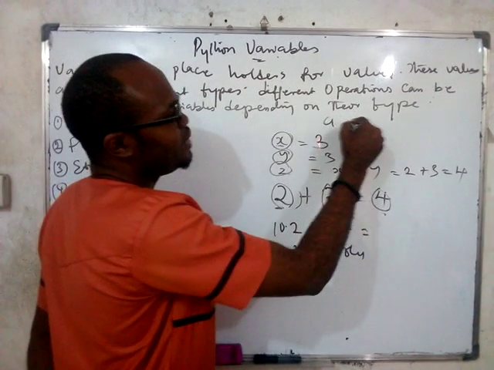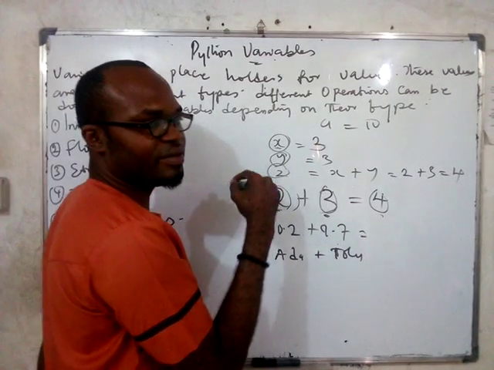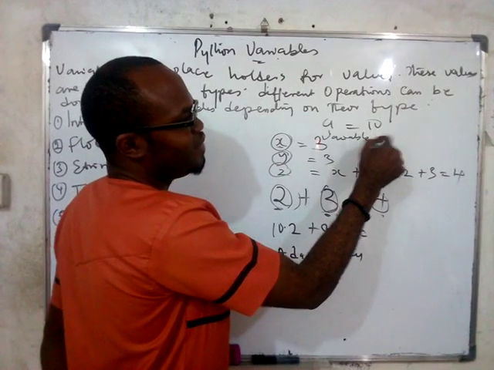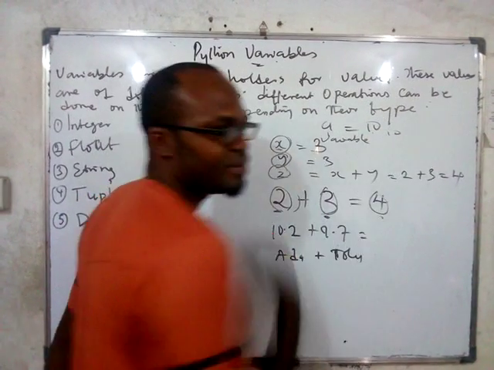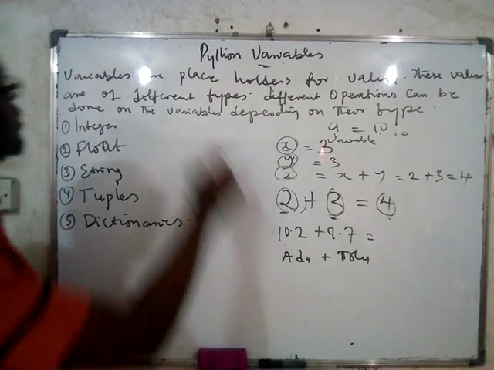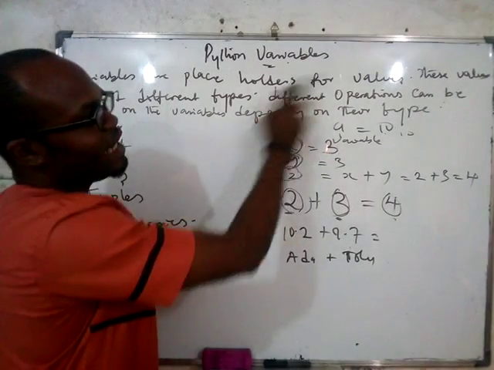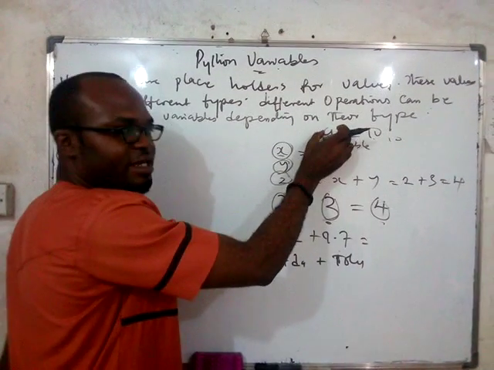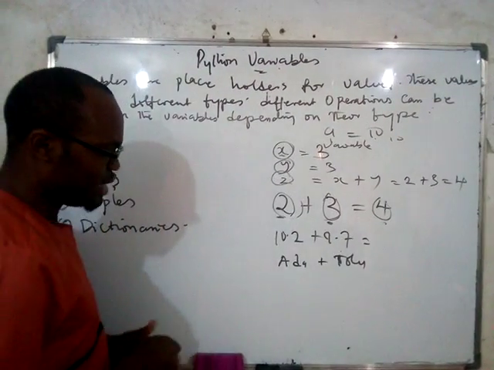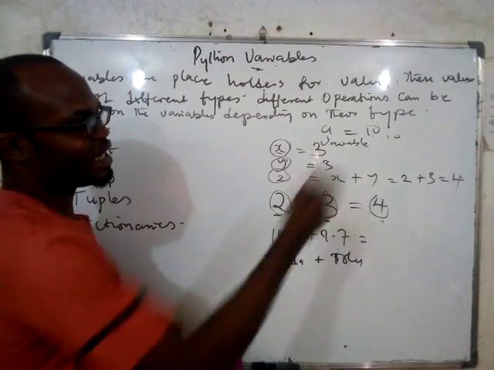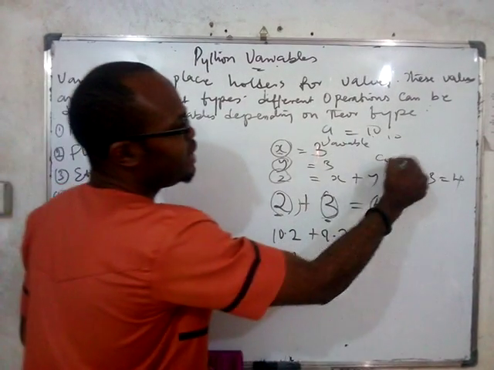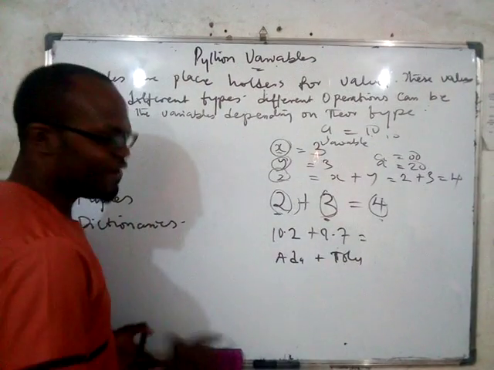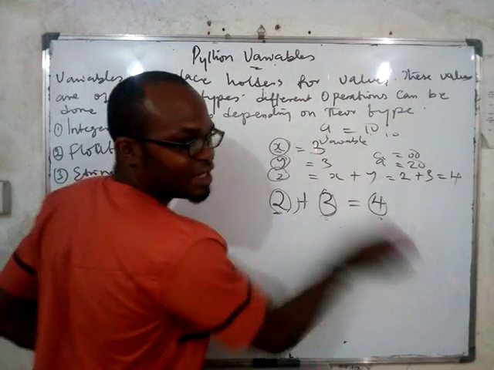So if you have a is equal to 10, what is the variable? a is the variable. And the value of this variable is what? 10. Is that clear? So variables are placeholders for values. So the placeholder for this 10 is a. And that is why it is a variable. So variables can have any value. Instead of saying a is equal to 10, you can say that a is equal to 20. That's why they call them variables. They vary. Is that clear?